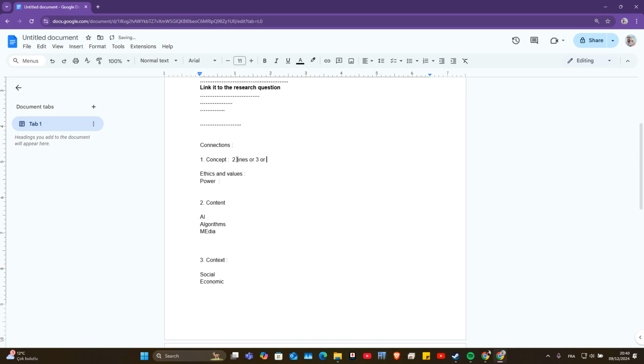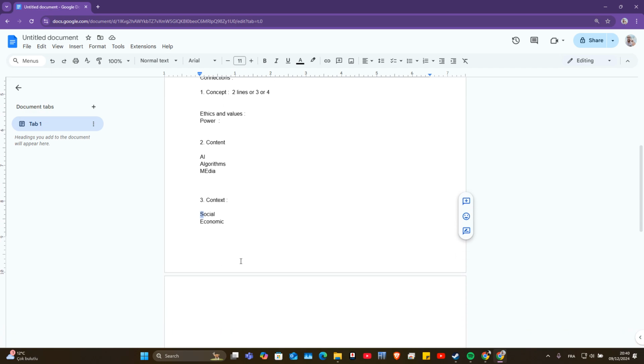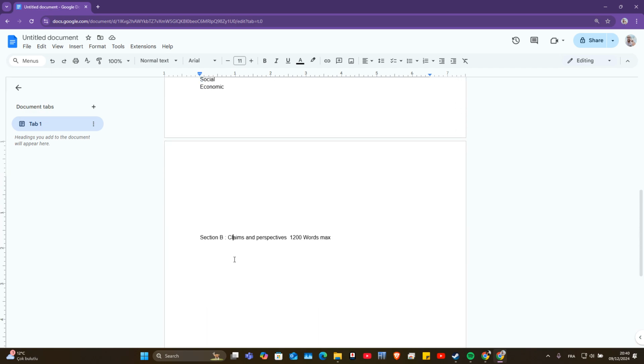or 3 or 4. And by the way, you can even pick just one context, and just make it detailed if you want to make just one, or you can just pick two if you want. Okay, and then when you are done, you come here.